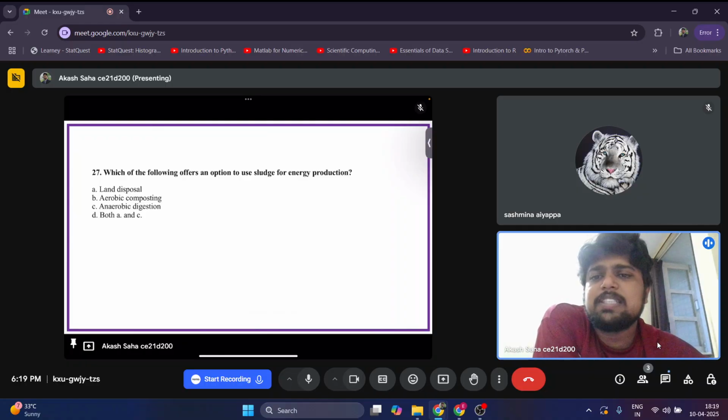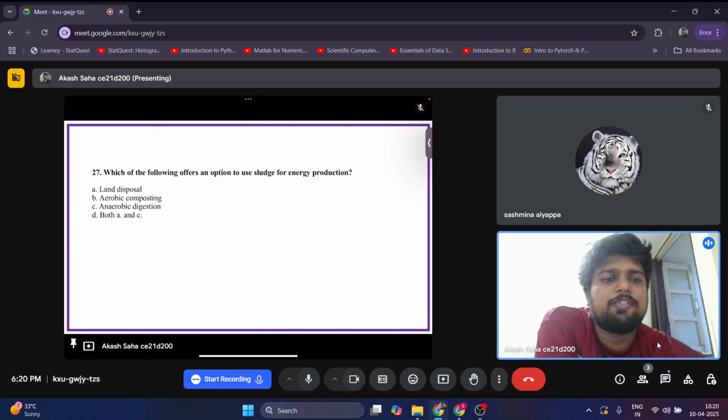Which of the following offers an option to use sludge for energy production? So which of these techniques can be used for energy production? Land disposal, aerobic composting, anaerobic digestion, or both A and C? For energy production, we generally try to digest the sludge in such a way that biogas is produced, primarily composed of methane and carbon dioxide. This methane can then be converted into energy.